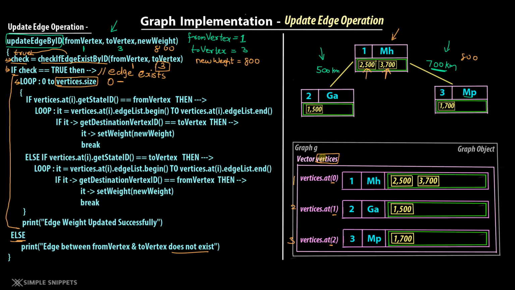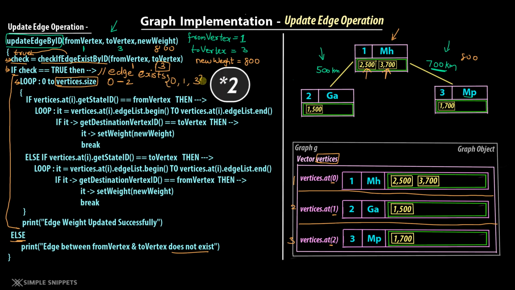And when I say dynamic, it means that its size can increase and decrease at runtime when the program is running. So currently we have 3 vertices, Maharashtra, Goa and MP. Each of them occupies 1 space in the vertices vector. Hence the size currently is 3. So you'll go from 0 to 2, basically 0, 1 and 2. Right? So you are going to run this loop 3 times.